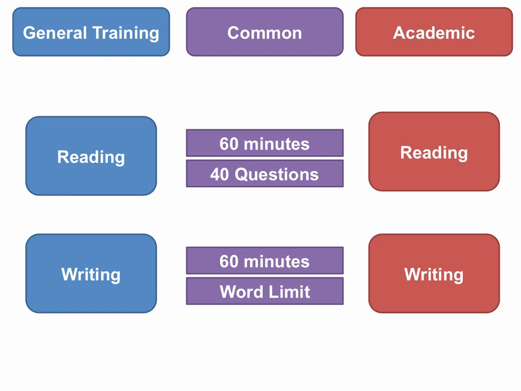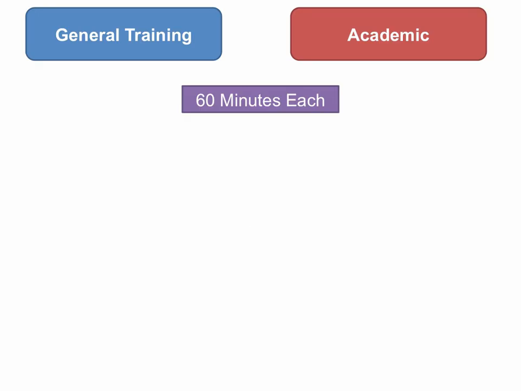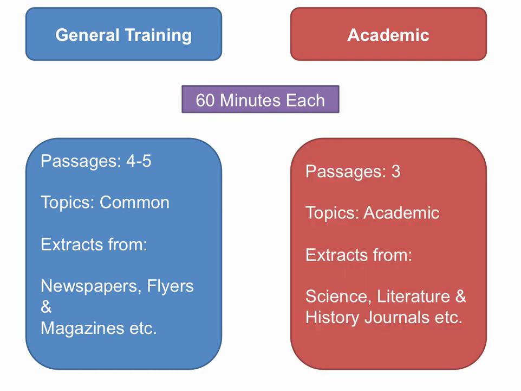Now, first we look at the reading module. What are the differences between the two types of IELTS? In general training and academic IELTS, the time limit is the same, which is 60 minutes, but the difference lies in the content and the passage types. For example, in general training, there are 4 to 5 passages. The topics are common topics and they are extracted from newspapers, flyers and magazines, etc. Whereas in academic, there are 3 passages. They are more academic in nature and the content is extracted from science, literature and history journals, etc.